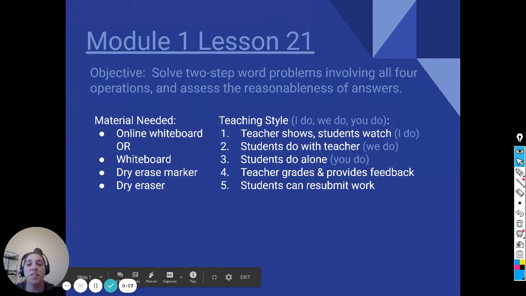Today we're doing Module 1, Lesson 21. This will be our last lesson of Module 1, which means on Monday we'll be taking our test. So we're going to have a little bit of a review, and then we're going to be working on our objective. Our objective for today's lesson is to solve two-step word problems involving all four operations, which means adding, subtracting, multiplying, and dividing, and assess the reasonableness of answers. The materials needed for today are your online whiteboard or your whiteboard, dry erase marker, and dry eraser.